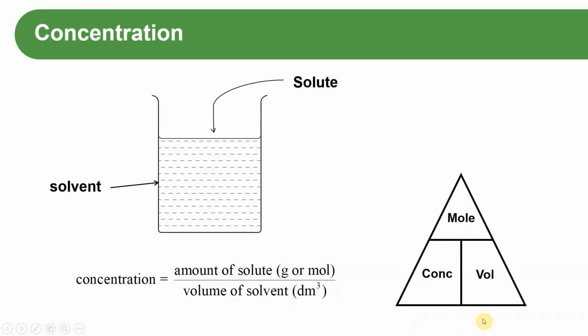So the final unit is either gram per dm cube or mole per dm cube. And we have a simple formula to help us. Using this formula, to find mole, we multiply concentration with volume. If you want to find concentration, mole divided by volume gives us concentration.